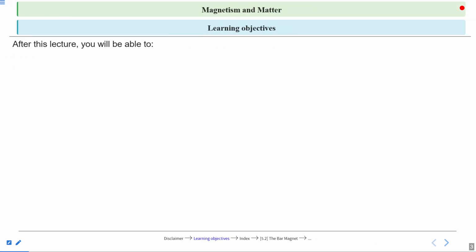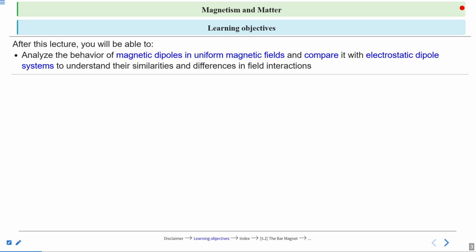The learning objectives from our today's lecture. After this lecture you will be able to analyze the behavior of magnetic dipoles in uniform magnetic fields and compare it with electrostatic dipole systems to understand their similarities and differences in field interactions.